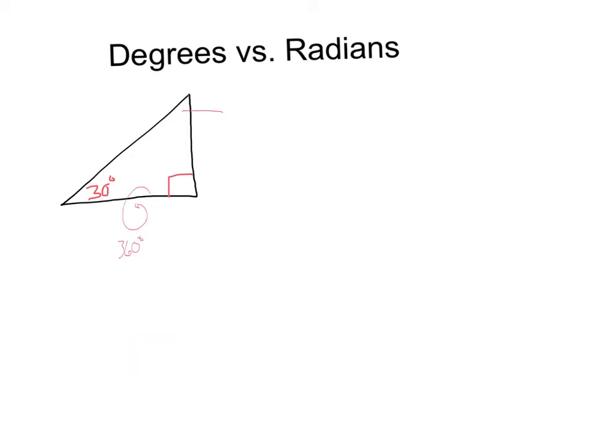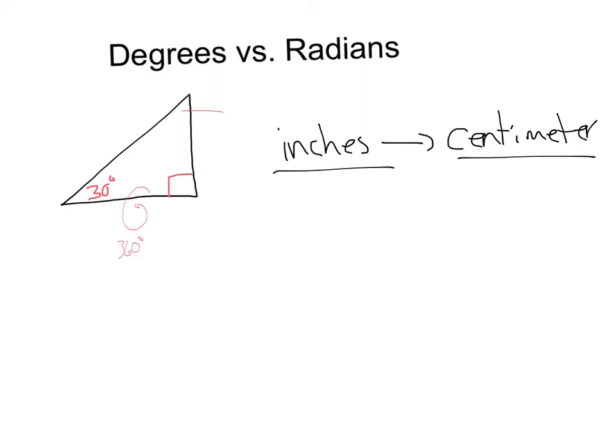Well, a radian is a unit of measurement. Think of how some people like to use inches, while other people in the world use centimeters. They're both measuring distance, but they're very different units. That's kind of the same thing with degrees and radians. Degrees is a unit of measurement to measure angles.